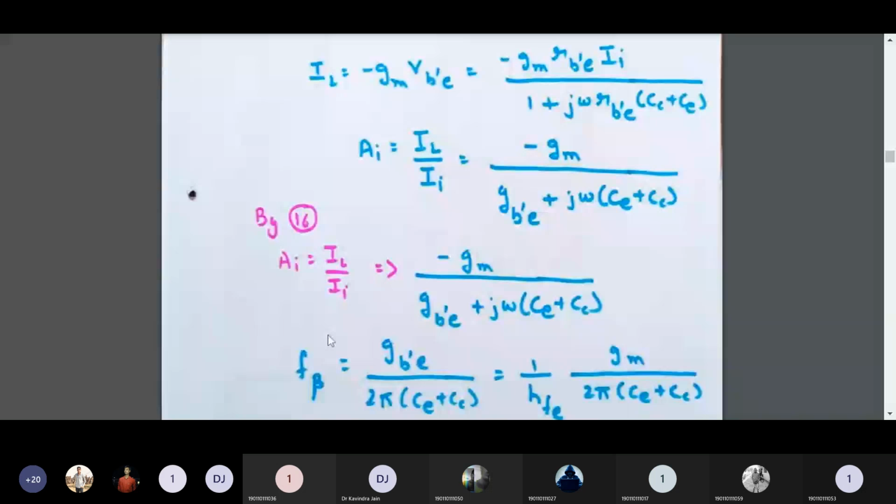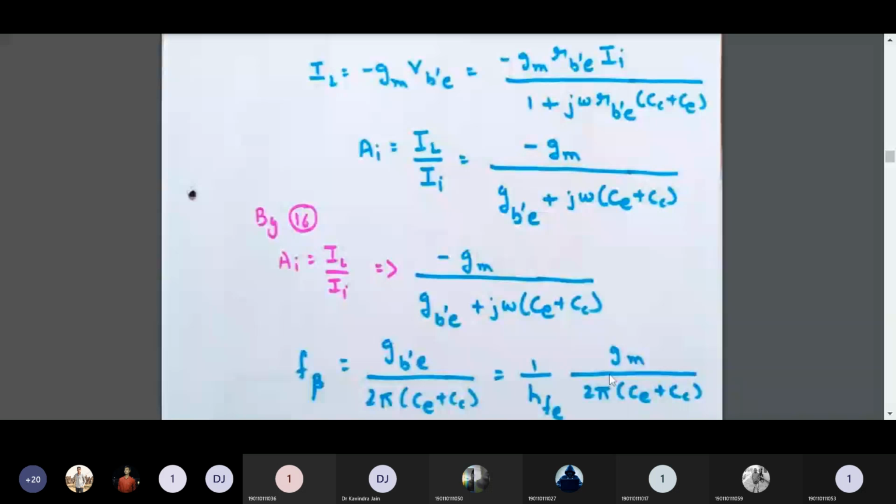F beta is the frequency range for the bandwidth of the circuit. F beta is equal to gb'e divided by 2 pi (Ce plus Cc). Now, over here in the circuit, we are having various terminologies. So, based on this, we can say that 1 upon hfe multiplied by my transconductance is equal to this.